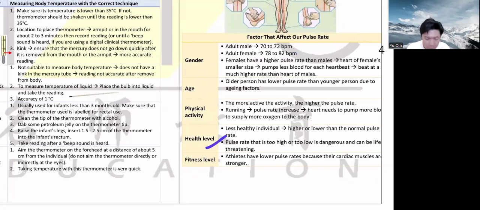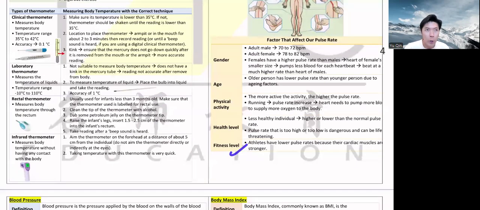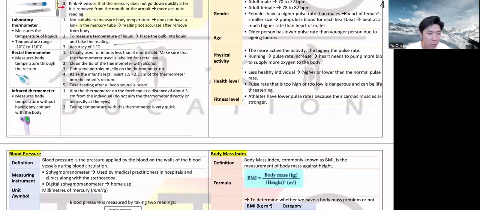Health level: too high or too low a pulse rate is not healthy. It's always in the center. We don't want too high or too low, we want right in the middle. Fitness level: a more athletic person will have a better heart muscle, so their pulse rate will be a lot lower, because every pump is more efficient than in people who don't do sports. So the heart is also a muscle to be trained.